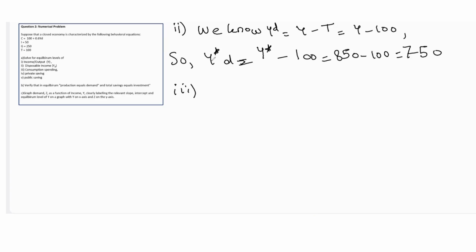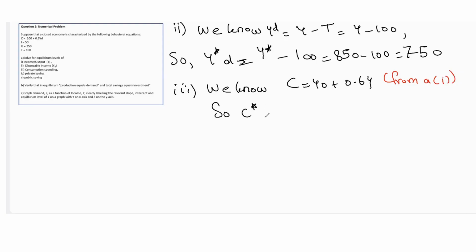Now let's find the equilibrium value of consumption. We know if we simplify C and write it in terms of Y, C is 40 plus 0.6Y. We simplified this in part 1. So C star is 40 plus 0.6 times the equilibrium value of Y, which is 40 plus 0.6 times 850, equal to 550.